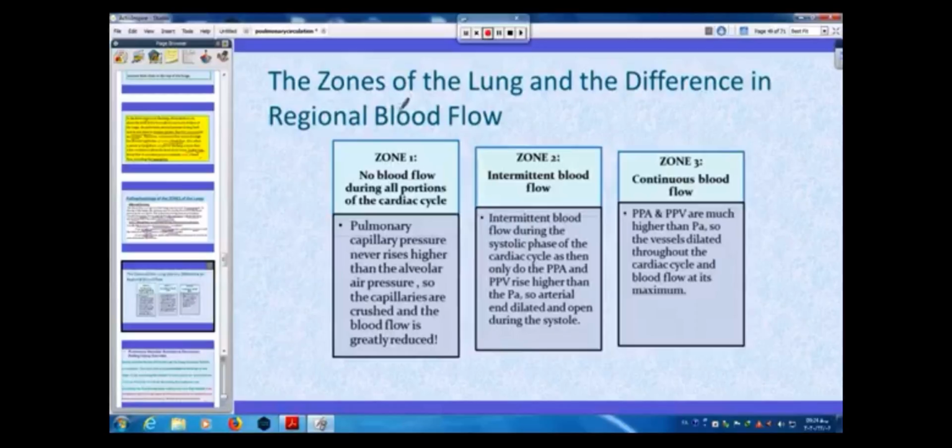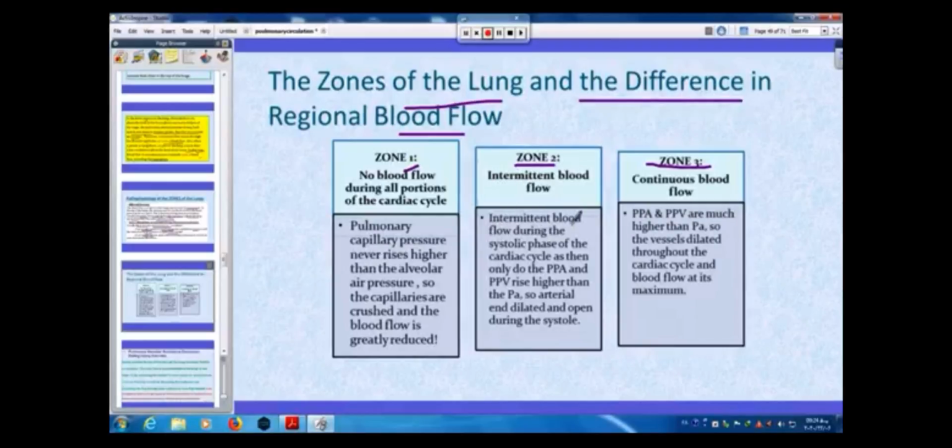Taken together, we can conclude from this discussion the zones of the lung and the differences in the regional blood flow: zone 1, zone 2, and zone 3. In zone 1, there is no blood flow during all portions of the cardiac cycle. Pulmonary capillary pressure never rises higher than the alveolar air pressure, so the capillaries are crushed and the blood flow is greatly reduced. In zone 2, intermittent blood flow.